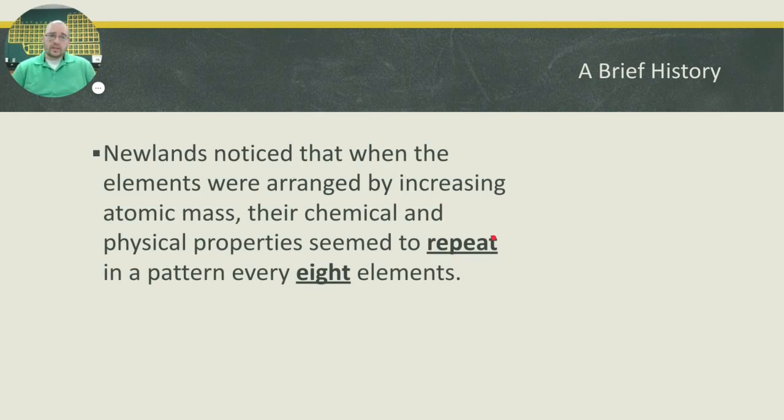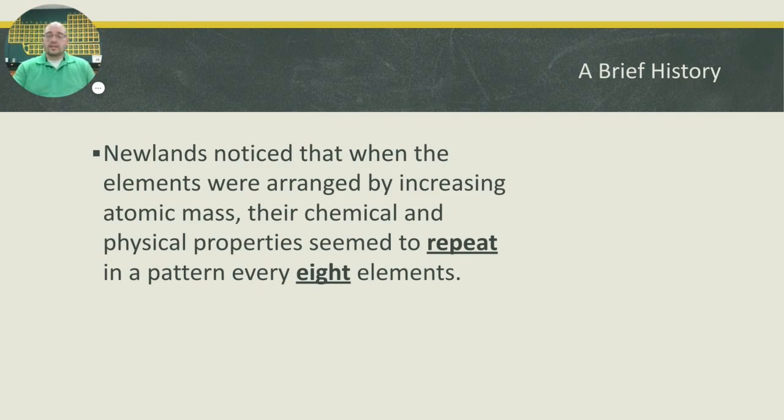So that was John Newlands. And when he did this, he noticed that when the elements were arranged by increasing atomic mass, their chemical and physical properties seemed to repeat in a pattern every 7 to 8 elements. So kind of like the music notes, A, B, C, D, E, F, G, A, B, C, D, E, F, G. If you're a musician, you know that those notes just repeat themselves. And one grouping of notes from A, B, C, D, E, F, G, A, that's one octave. All right, so it's 7 notes, and then the 8th one is an octave.